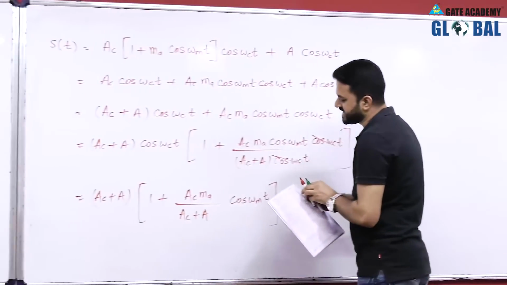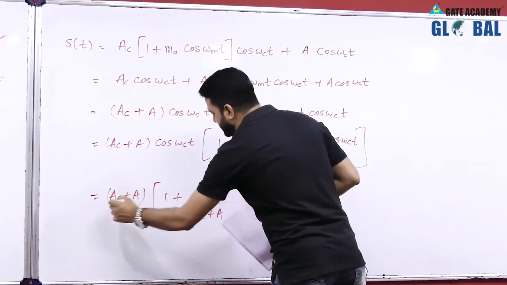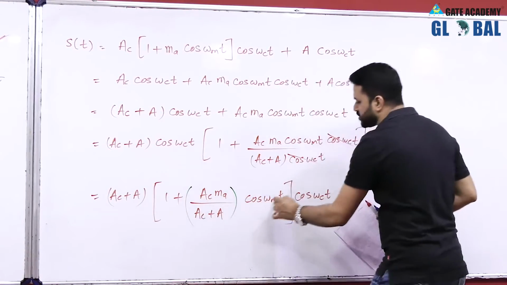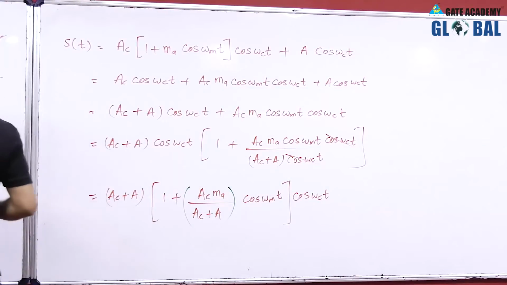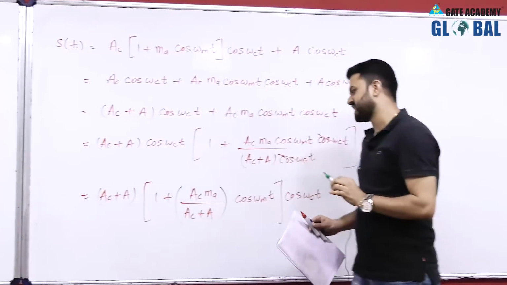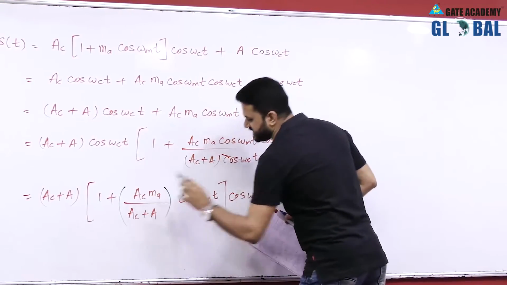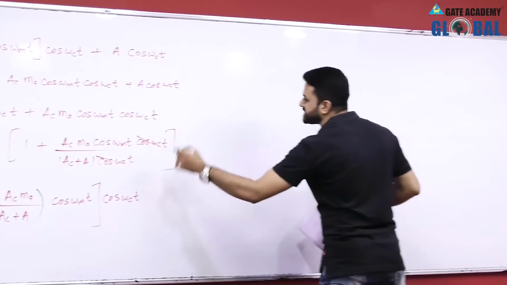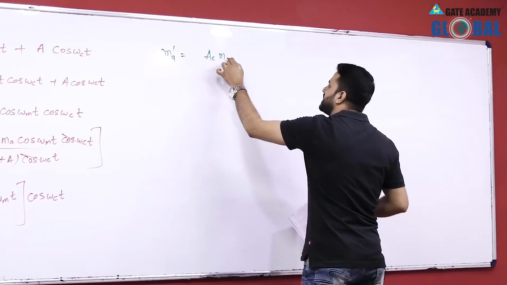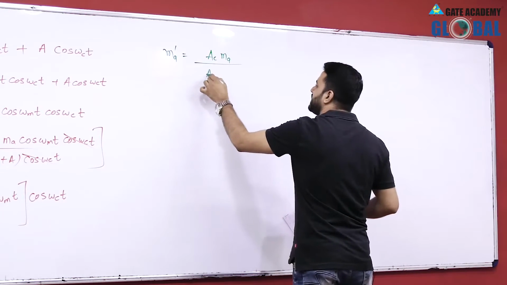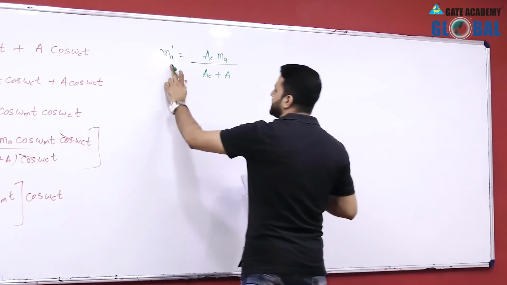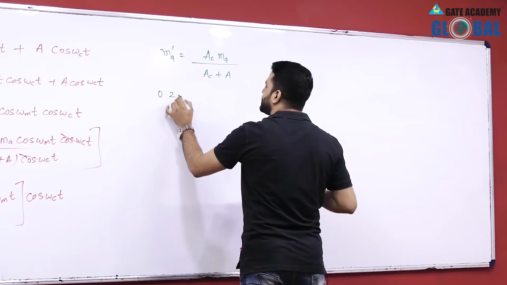Now, comparing this expression with the original expression, which is 1 plus modulation index times cos omega mt, the coefficient of the modulating signal is the modulation index. So in this expression the modulation index is MA dash, which is equal to AC MA divided by AC plus A. Now this new modulation index is 20%, that means 0.20.